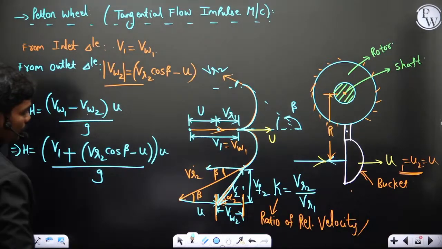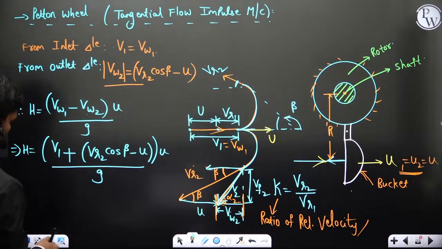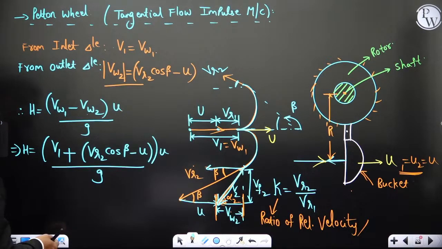Okay, now you can understand one thing. If you take v1 common, v1 square common, for example, or this u is there right now, let's check.